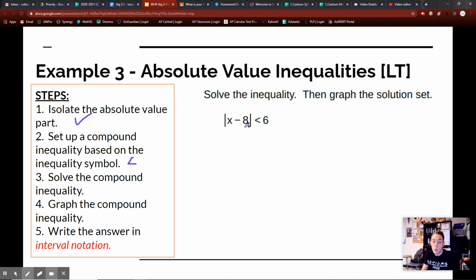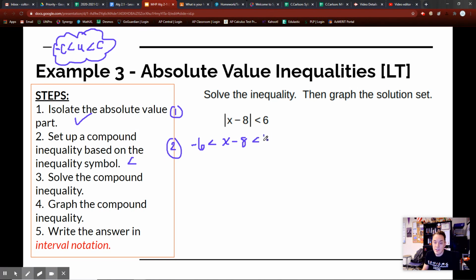Now, step two, we want to take this and put it into an inequality. Remember, it should look something like this: negative c, then some expression u, and then c. So what does that mean? It will be negative 6 less than, and then whatever is inside the actual absolute value part gets dropped down, and then I finish it out. So that's what the compound inequality should look like. I hope that's pretty clear.